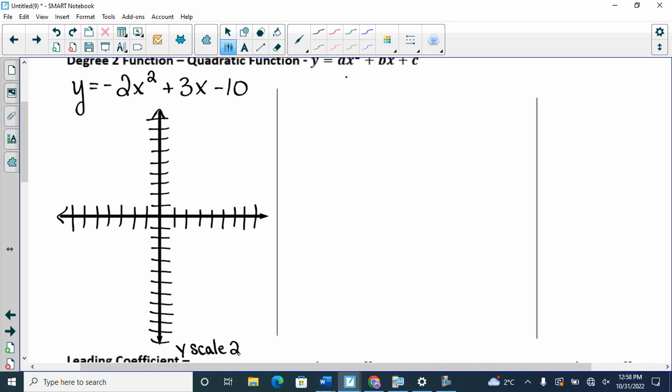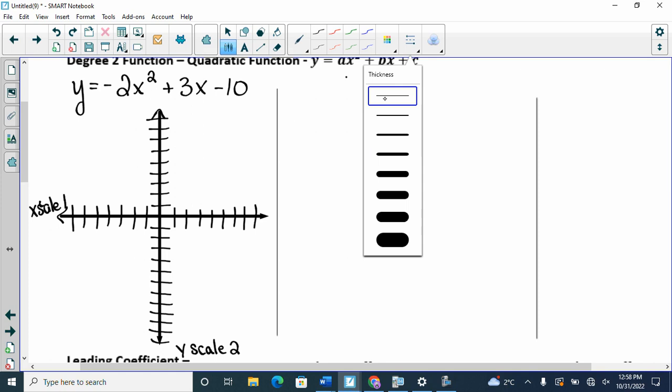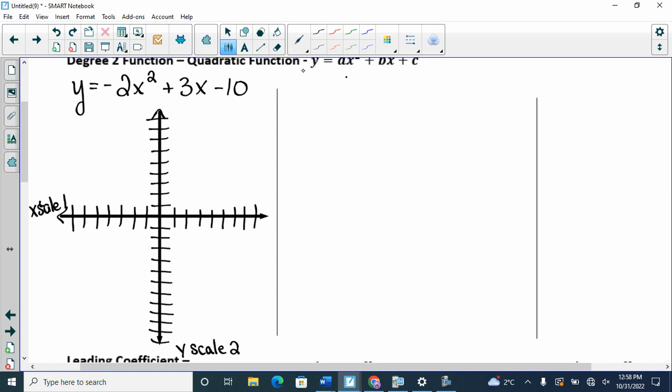So my Y scale is 2, and then I'm going to make my X scale be 1 because it doesn't have to be 2. I didn't change anything there. X scale is 1. Y scale is 2. And the first thing I'm going to do is plot my very first point, which I found, which was my minimum, or my maximum, sorry. It was at 0.75 and negative 8.875. So this is 2, 4, 6, 8. Well, negative 8.875. So it's about here. And I'm going to label it so that we know what it is. So it's 0.75, comma, negative 8.875.